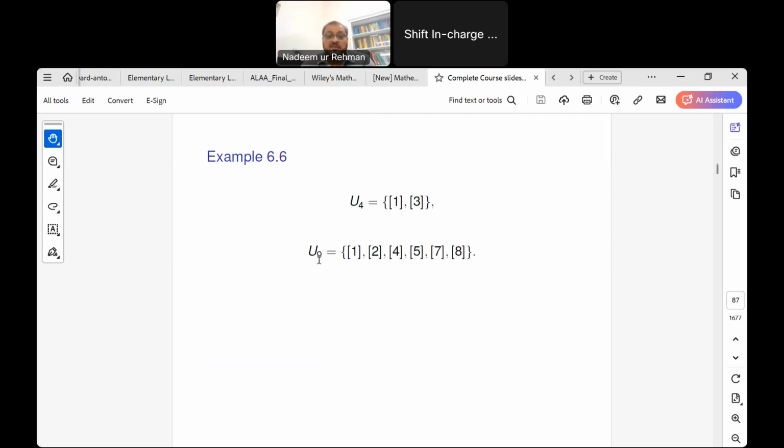Excluding the zero element of Z9, 3 is not relatively prime to 9, and 6 is not relatively prime. But 1, 2, 4, 5, 7 and 8 are relatively prime. So these are the elements of the set U9 which are relatively prime to 9.